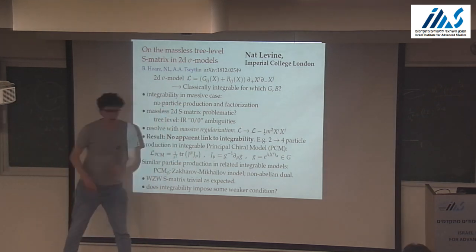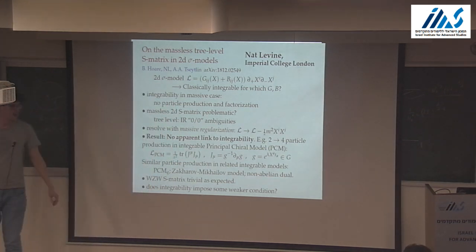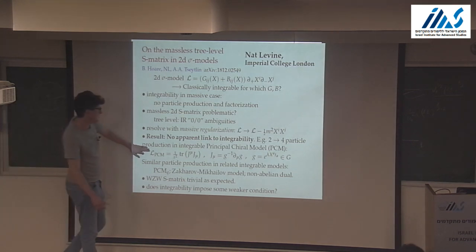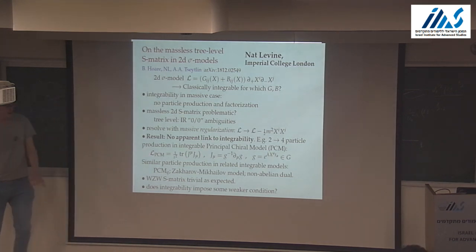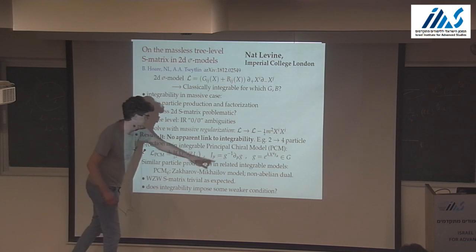non-abelian dual is the usual path integral dual. So this model has G cross G symmetry. And this is like dualizing in one of those factors of G.